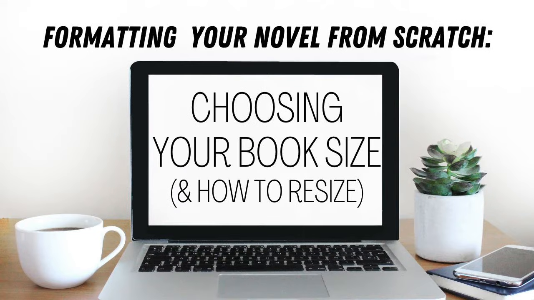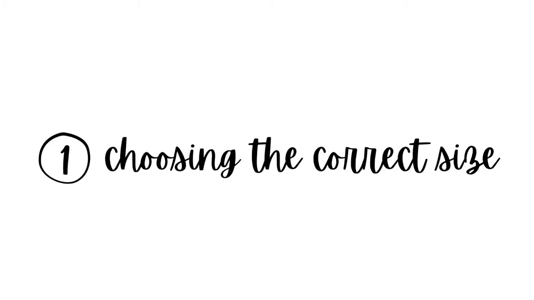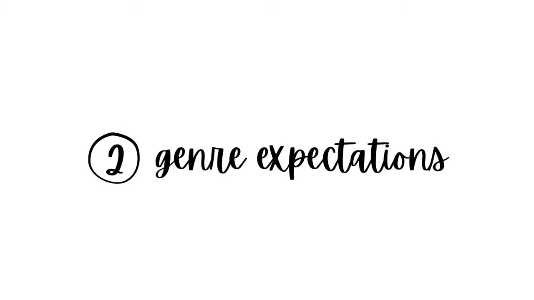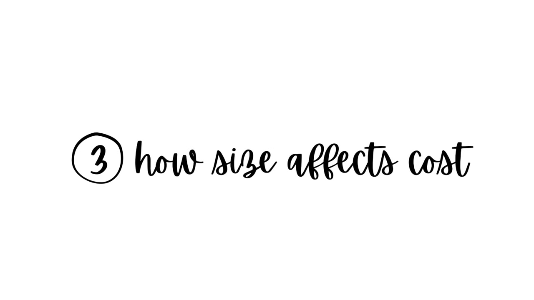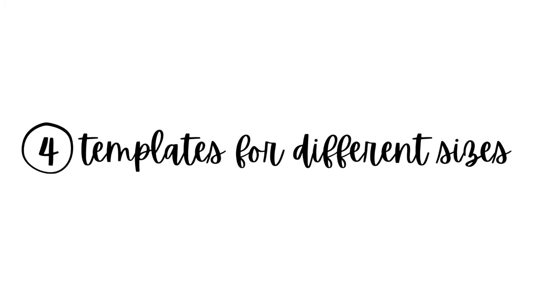Now let's go on to the next video in the series, which is choosing the size for your book and also understanding how to resize it if necessary. Oh hey, these 2 things are crucial for self-published authors to know. We're going to cover number 1, choosing the correct size for your book. Number 2, how the size of your book directly relates to your genre. Number 3, how the size of your book actually also affects the cost both for you and for your readers. Number 4, where you can find templates with the exact size that you were looking for.